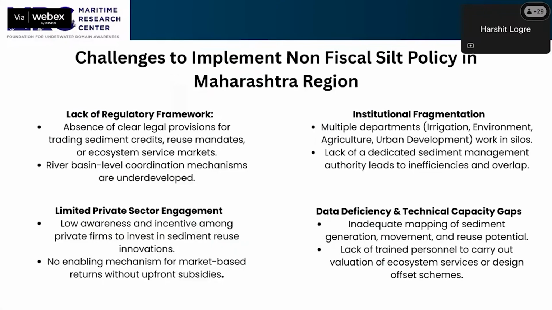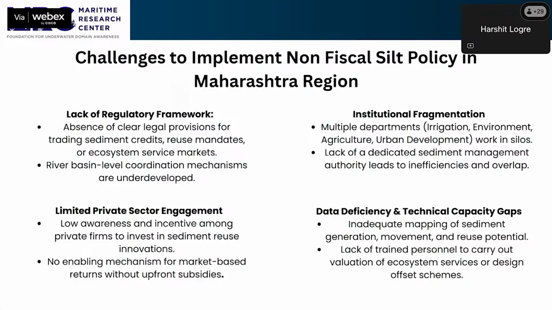Next part is the challenges to implement a non-fiscal silt policy in the Maharashtra region. The first point is the lack of regulatory framework: the absence of clear provisions for trading sediment credits, reuse mandates, or ecosystem service markets, and river basin level coordination mechanisms are underdeveloped. Second is institutional fragmentation. Multiple departments like irrigation, environment, agriculture, and urban development work in silos. Lack of a dedicated sediment management authority leads to inefficiency and overlap.